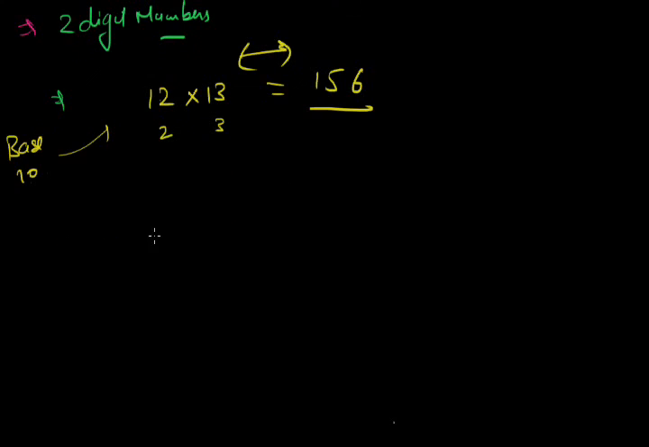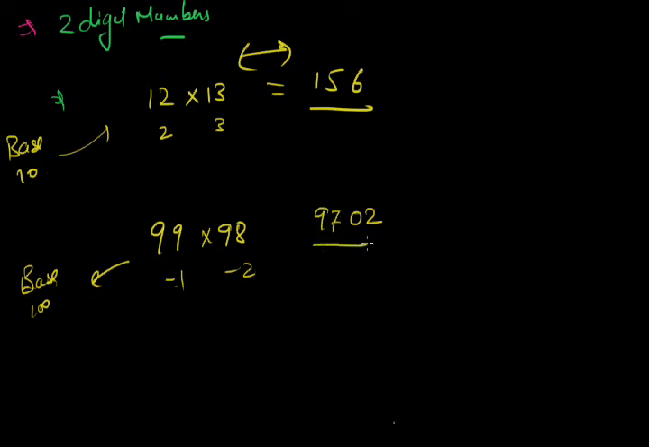Let me give you more examples. Now 99 into 98. Here the numbers are closer to 100. Right? Now here we use the unit digit and tens digit. The number is closer to 100, this is minus 1 from 100, this is minus 2. Minus 1 into minus 2 is 2. We use the 2 digits because the base is 100 here. Now 99 minus 2 is 97 and 98 minus 1 is 97. The things are same. So 9702 is the answer of this problem. Right? Interesting? Yes, obviously it's interesting here.